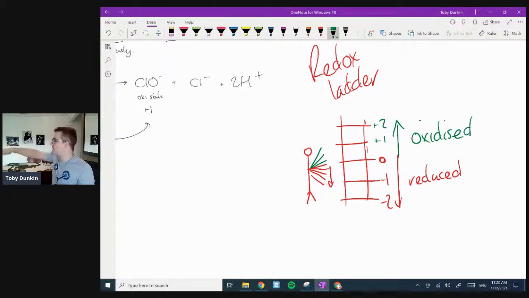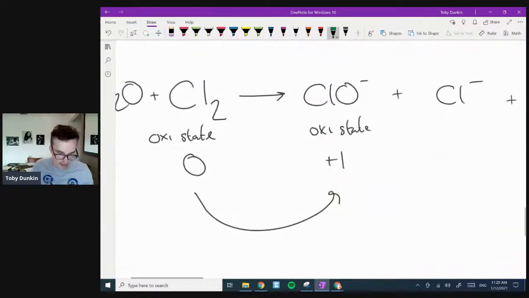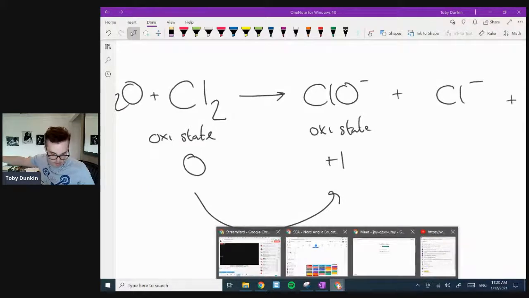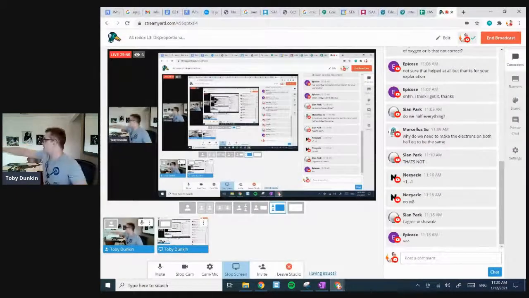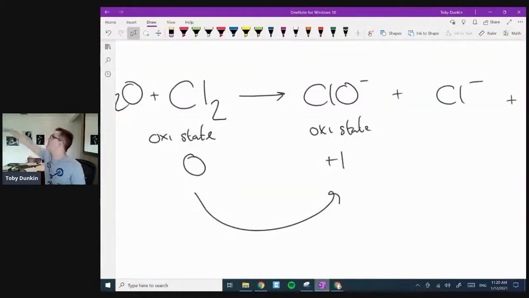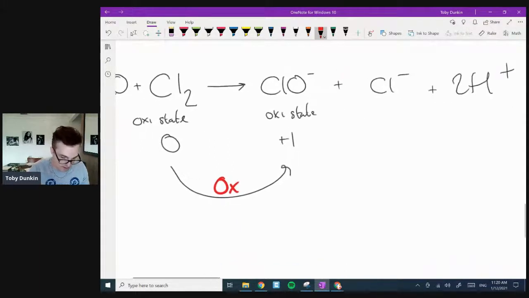So I just imagine that there's 0. Oh, it's coming down in charge. That's being reduced in size. The opposite must be being oxidized. So in this case, I look at this and I go, oh, so that's 0 at chlorine, and then it's going to +1. Oh, it's being oxidized. It's climbing the ladder. So that there is oxidation.